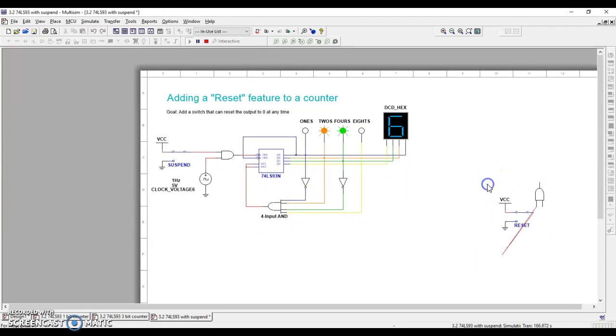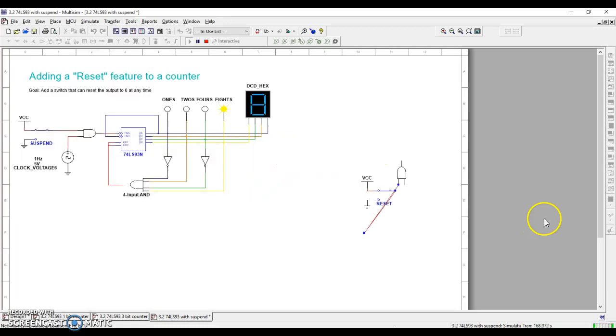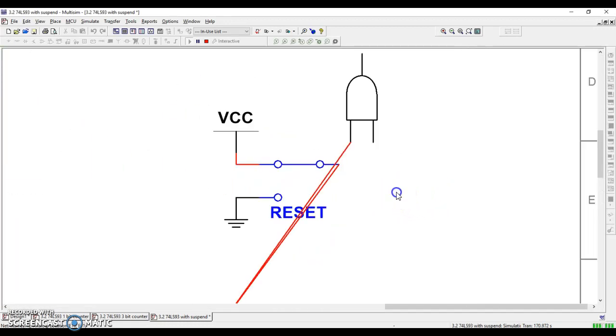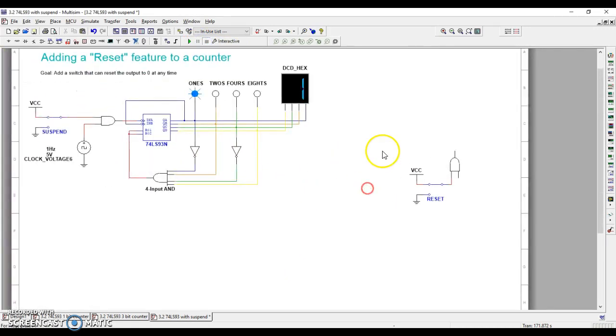Let's try that again. Okay. Oh, trying to move stuff while the circuit's running. Let's try this again. Here we go. All right. So I have then a switch set up with an AND gate. Okay. And it's going to be a similar process.